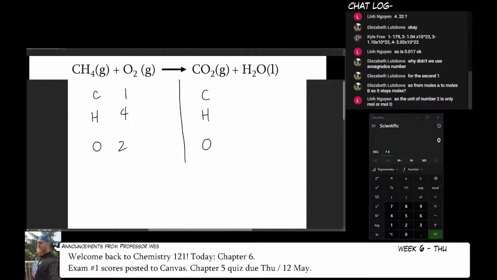Now we'll go to the right side. I have 1 carbon in CO2. I have 2 hydrogen in H2O. How many oxygen do I have? Well, I have 2 from CO2, and I have 1 from water, so that means I have 3.